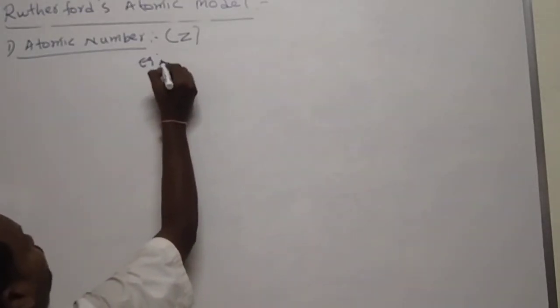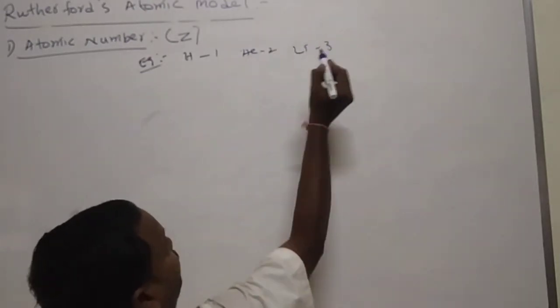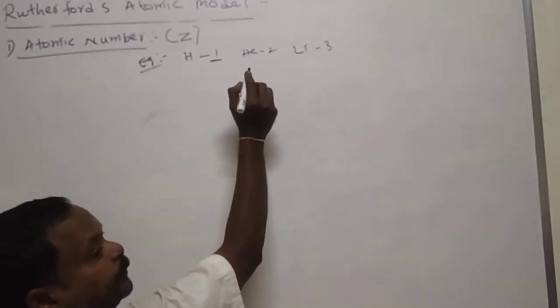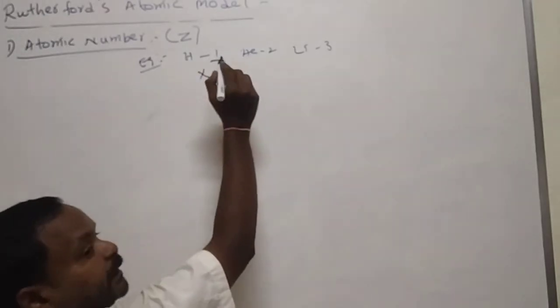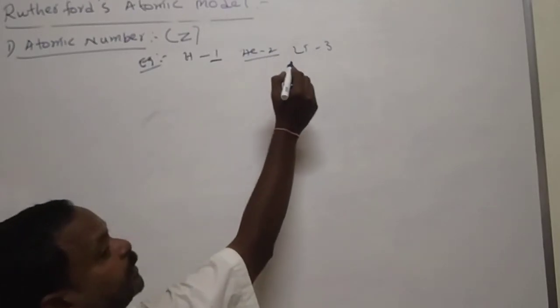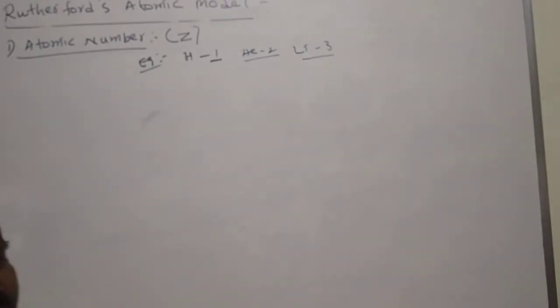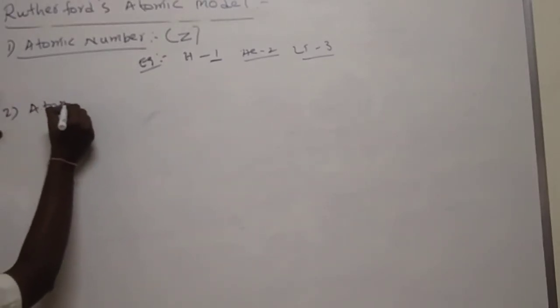For example, hydrogen has atomic number 1, helium atomic number 2, lithium atomic number 3. Here hydrogen contains 1 proton, and hydrogen doesn't have a neutron. Helium has 2 protons, lithium has 3 protons. That's why the atomic numbers of these 3 atoms are 1, 2, 3. Hydrogen contains 1 electron and 1 proton, and doesn't have a neutron.